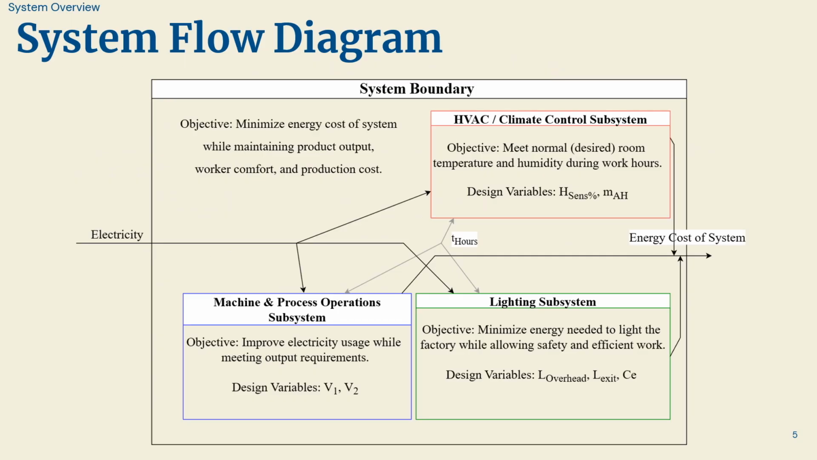Our system flow diagram shows the system boundary, system objective, our shared variables, inputs and outputs, and our 3 subsystems as mentioned earlier. Each subsystem has its objective, inputs and outputs, and design variables.